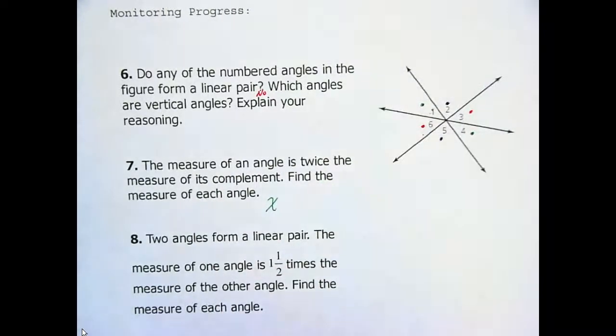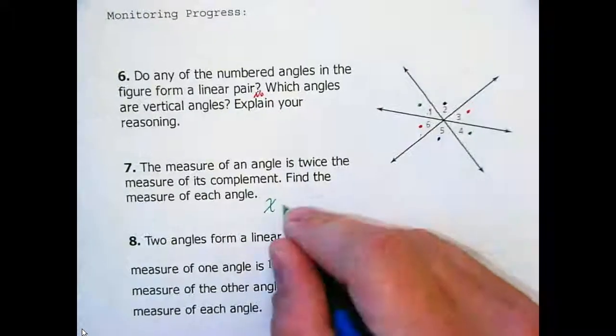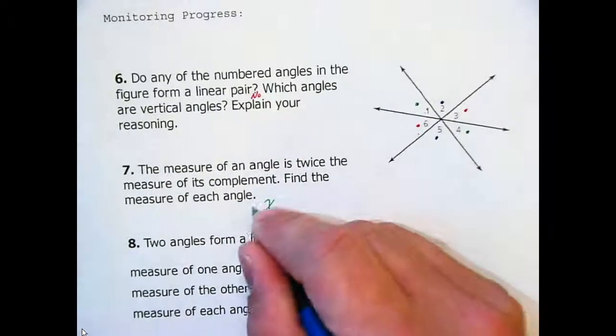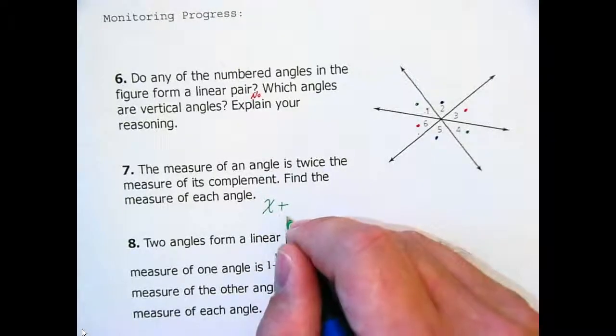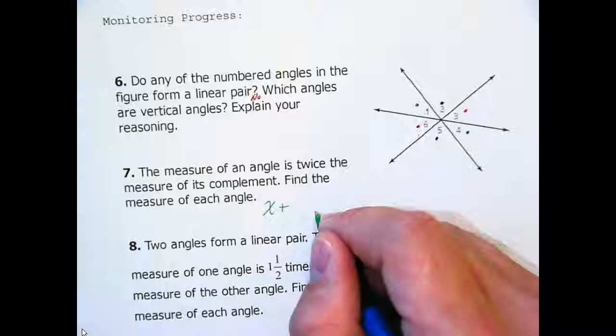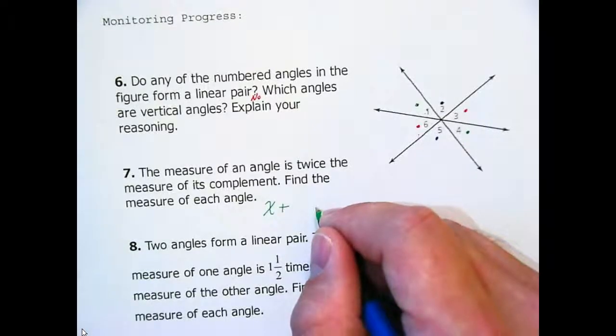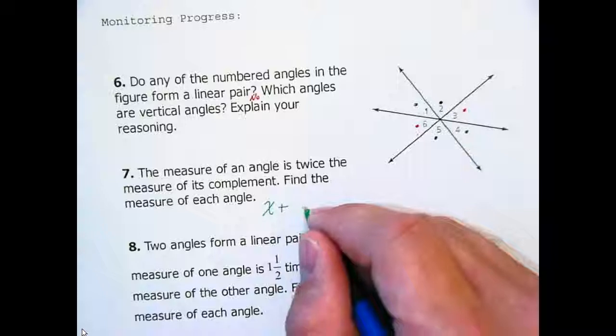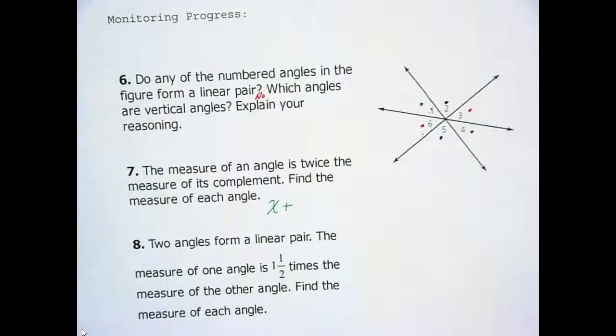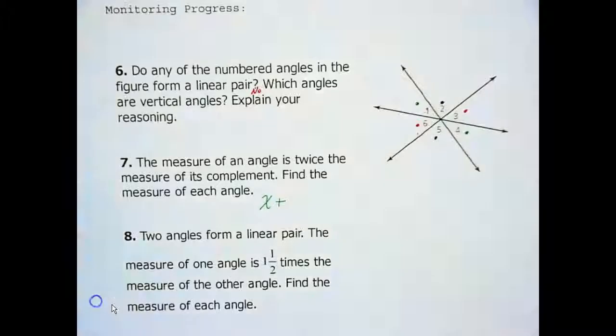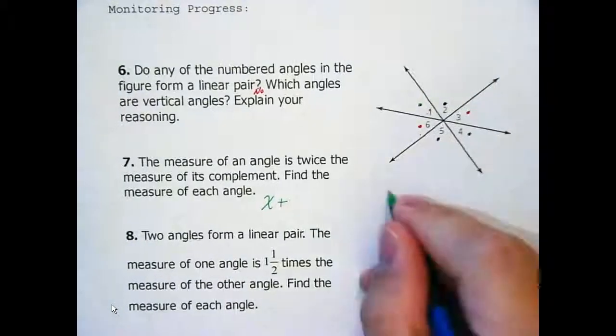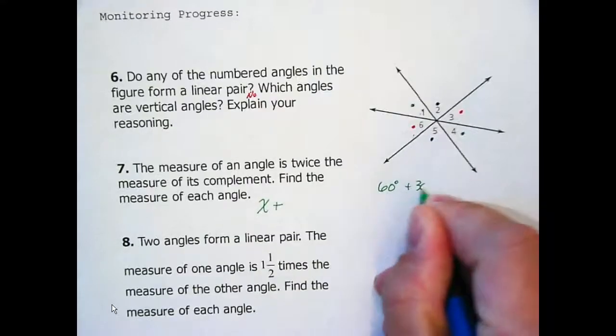So is it the same as its complement? No, it's twice its complement. Okay, so x plus, how do you write twice? 2x? Why don't you guys talk about that real quick? Come on, see if we can remember our algebra skills here. Anyone know the answer to it? Carla? So 60 and 30? Okay.